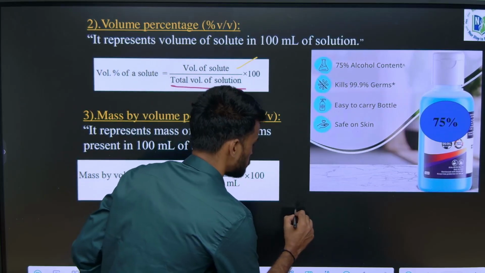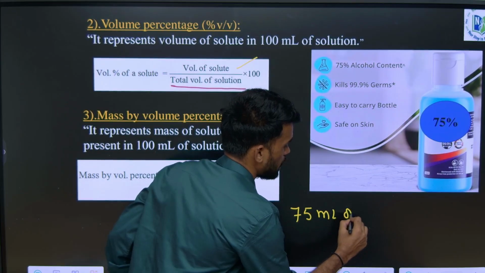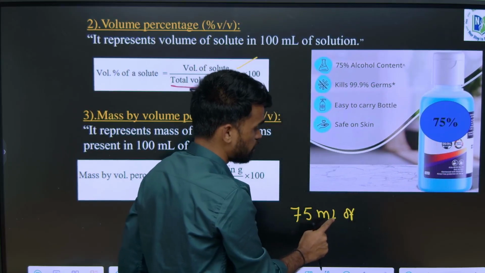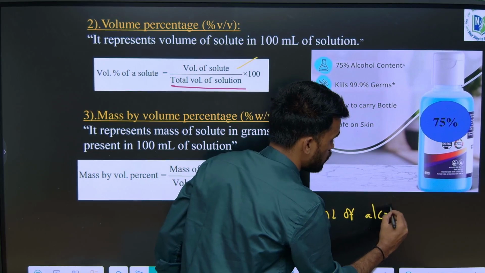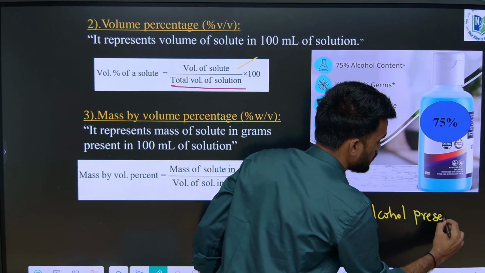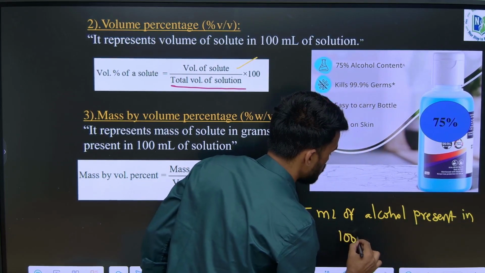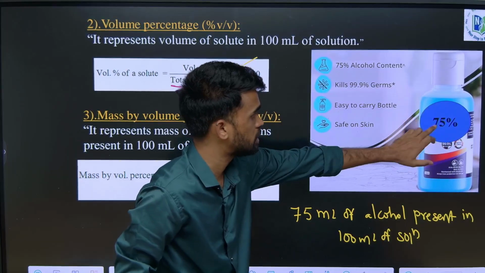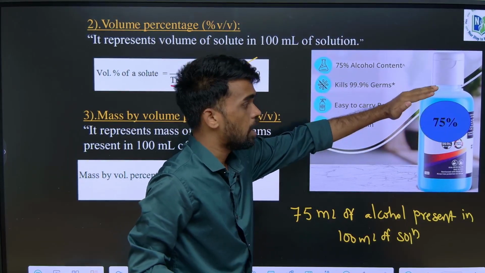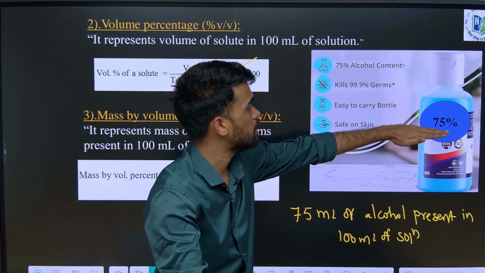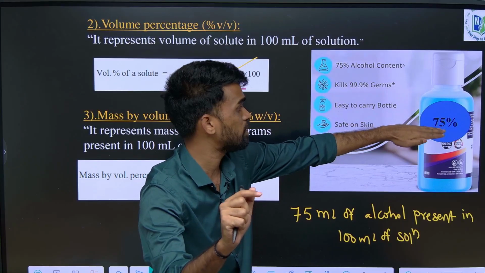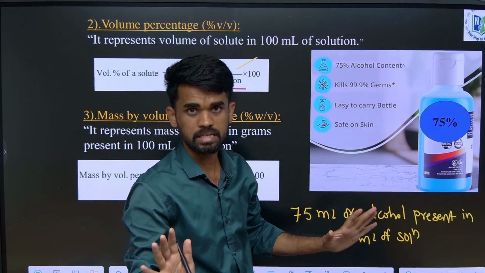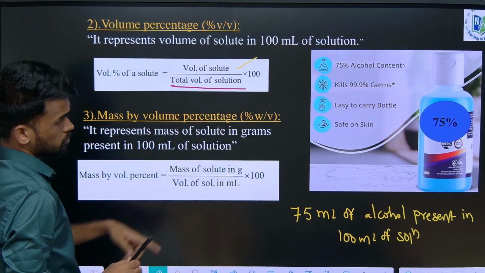45 ml of this alcohol, isopropyl alcohol or whatever substance they use, is present in 100 ml of solution. If they take a 100 ml bottle of this particular solution, which is mentioned as 75%, then out of 100 ml of solution, 75 ml of this particular alcohol is present. Okay, I hope this is clear. Okay, next, this is clear.